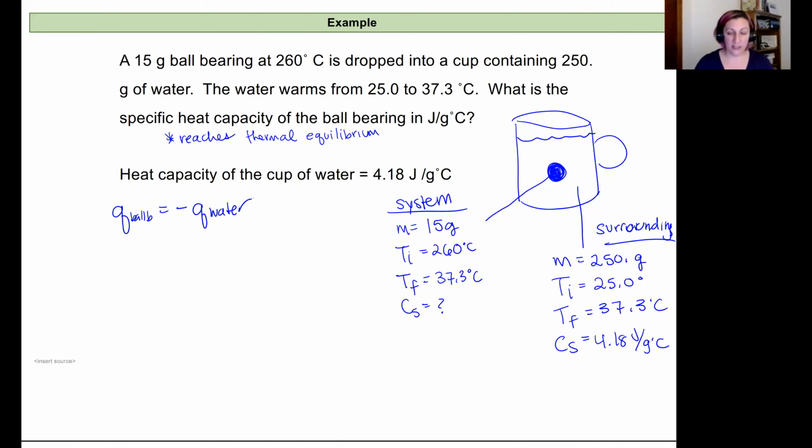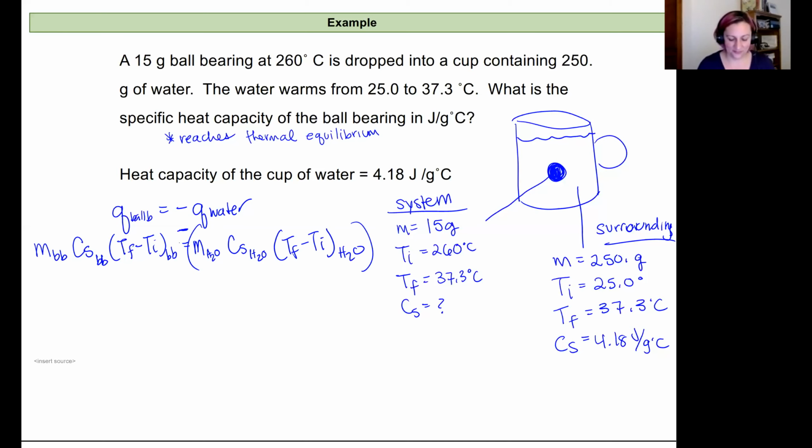So I can then build that out into an equation: the mass of the ball bearing, which I'm going to abbreviate BB, times the specific heat of the ball bearing, times the change in temperature, which is the final temperature minus the initial temperature, will be equal to the mass of the water, times the specific heat capacity of the water, times the change in temperature again for the water, all to the negative. It's a little cramped, sorry.